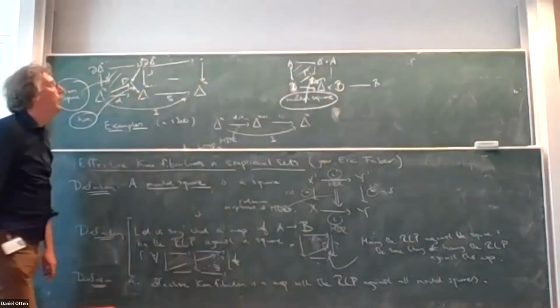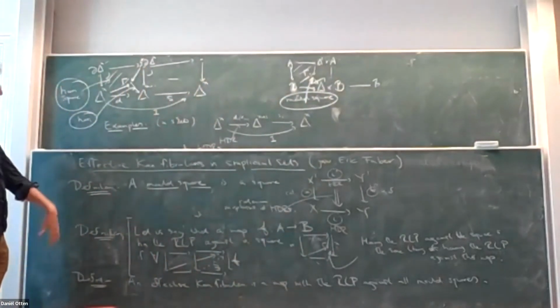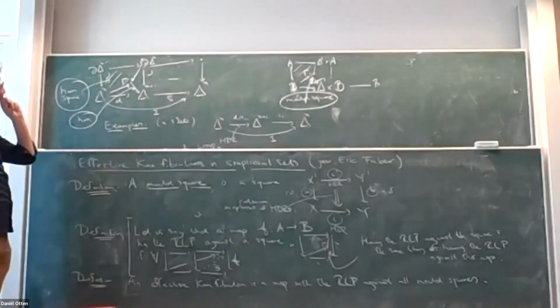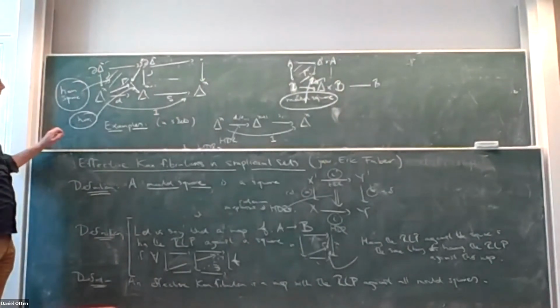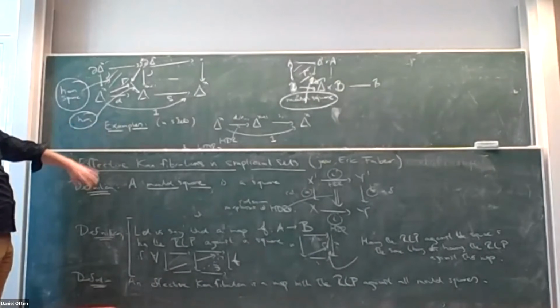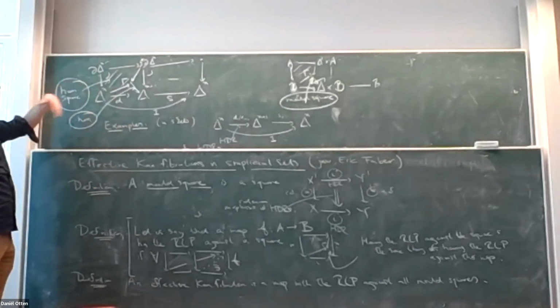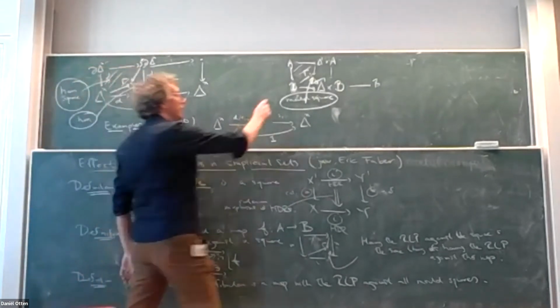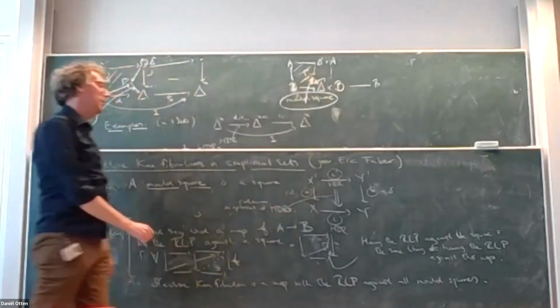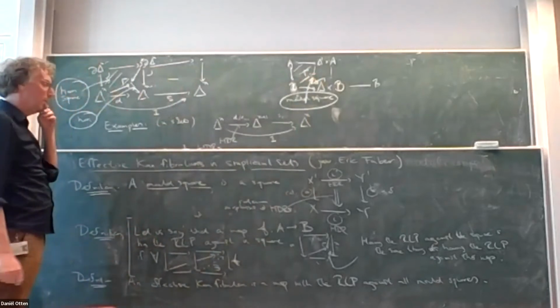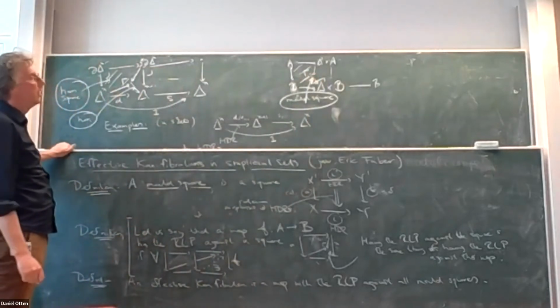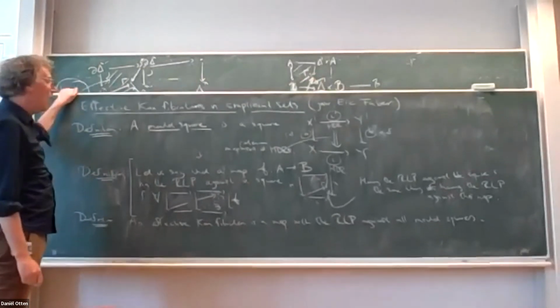So these are important examples of mold squares, and they basically imply that effective fibrations are like fibrations. They also have the right lifting property against that class of maps, which are products of fibrations and point inclusions.